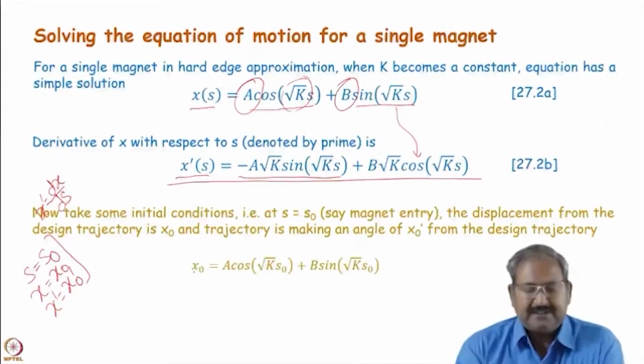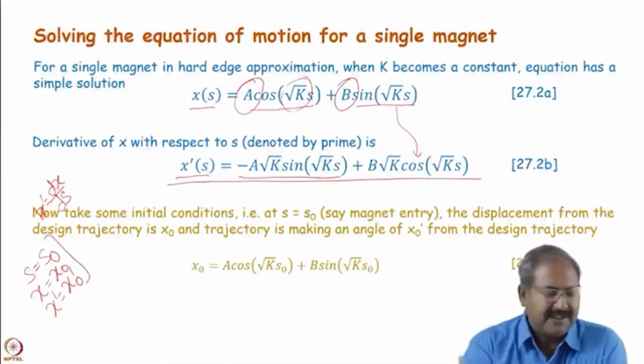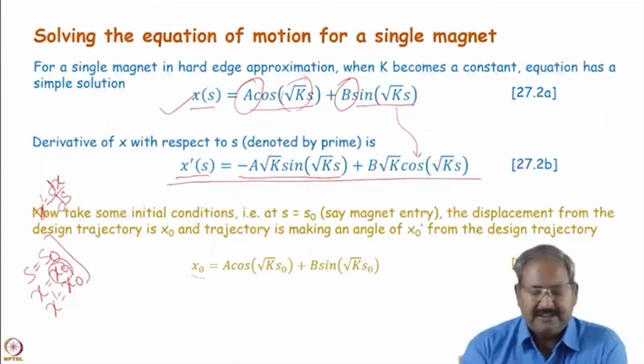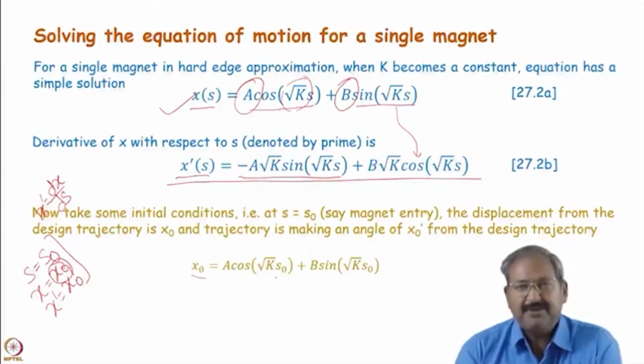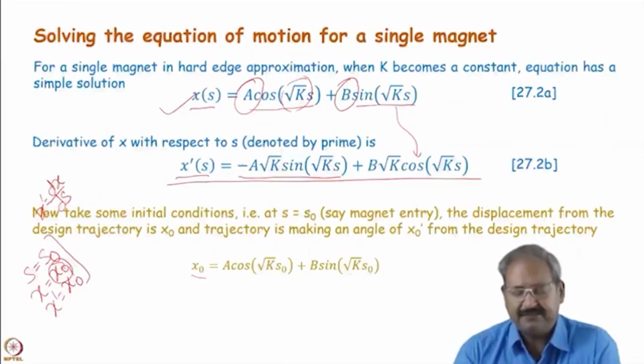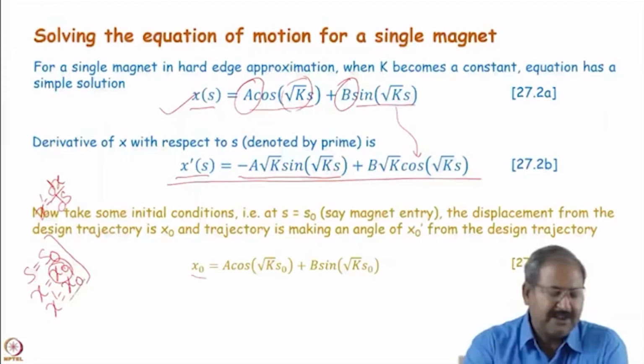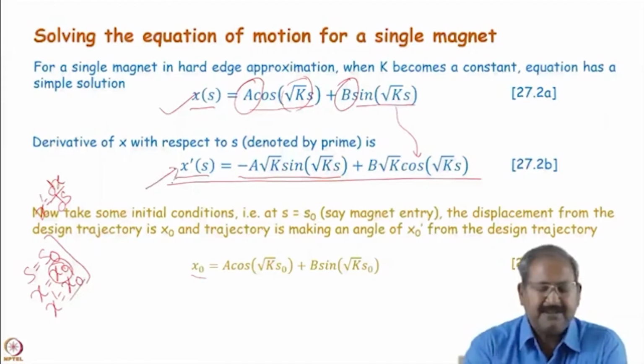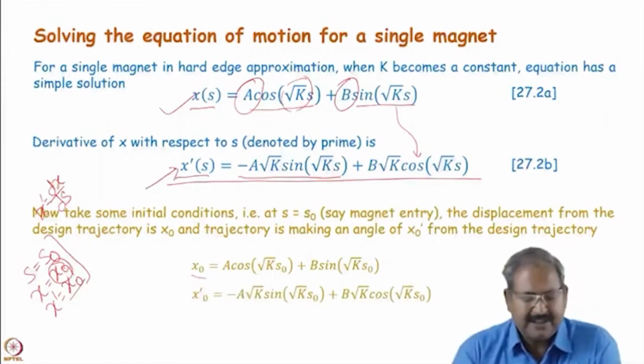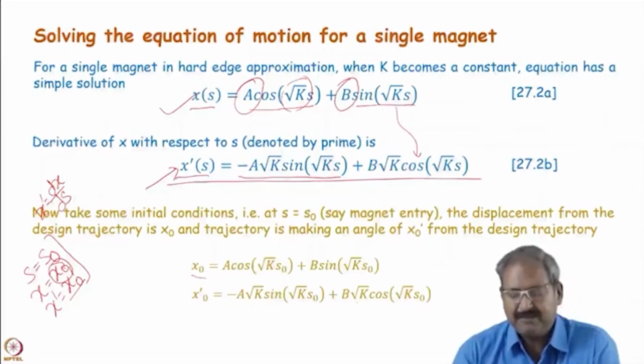So we can put the x0 value in this equation. We will get x0 is equal to a cos(√K s0) plus b sin(√K s0). And similarly, we can put x0 prime in this equation. We will get x0 prime is equal to minus a √K sin(√K s0) plus b √K cos(√K s0).